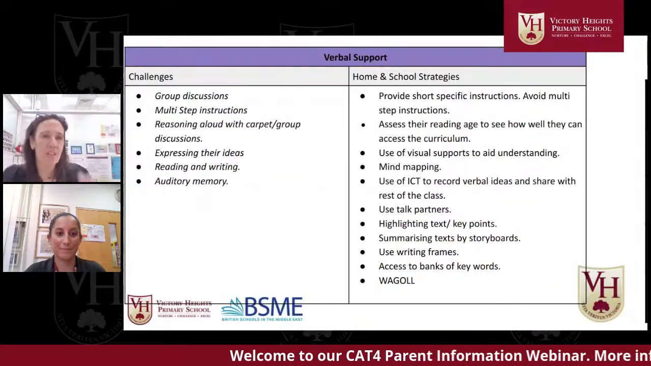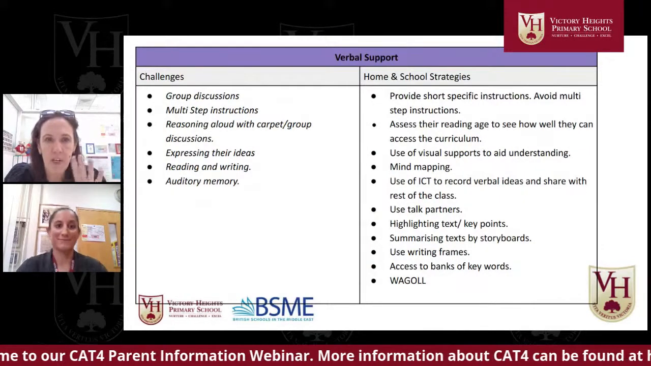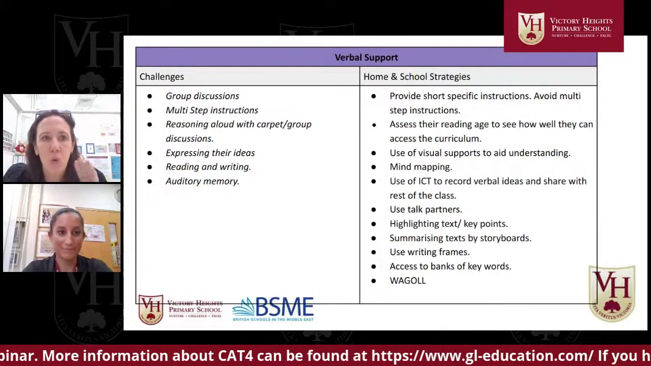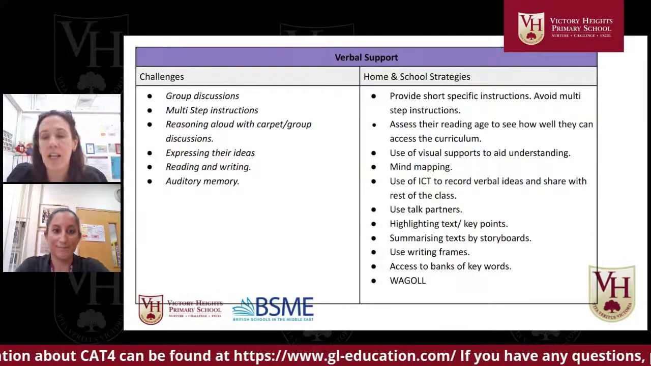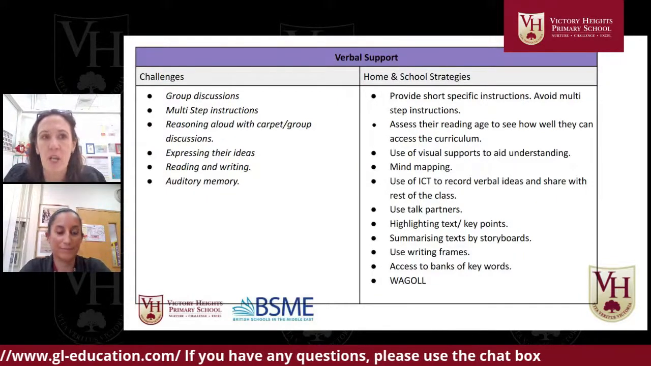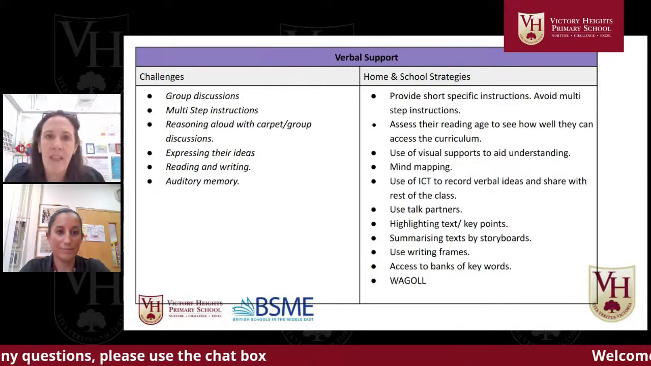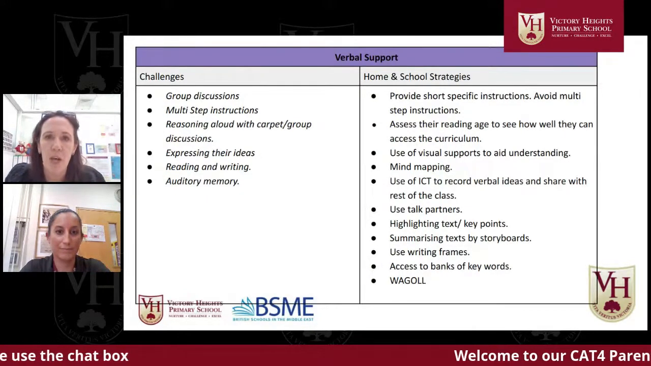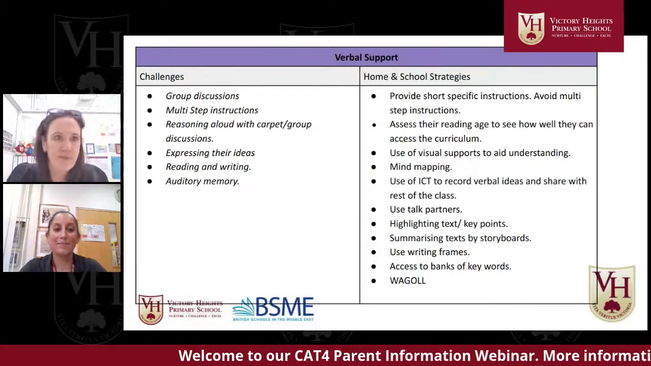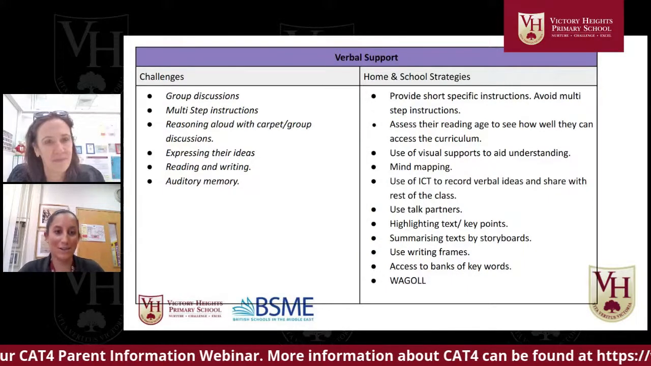Okay, so looking at some strategies here. Now, we've got information on the 4 batteries, and Miss Michelle will talk about what it might look like if a child has received quite a low result, and what that might look like at home or in the classroom, and then what we can do and what you can do at home to support. So, Michelle, for verbal. Yeah, so our verbal is obviously our language side, it's our expression.